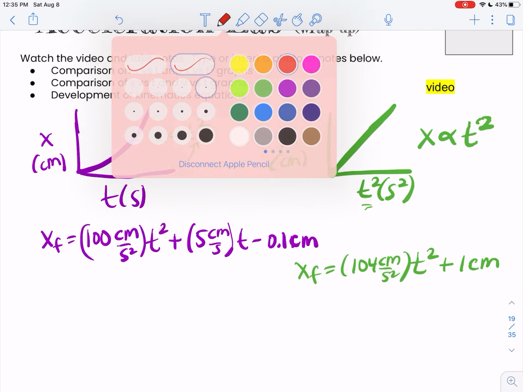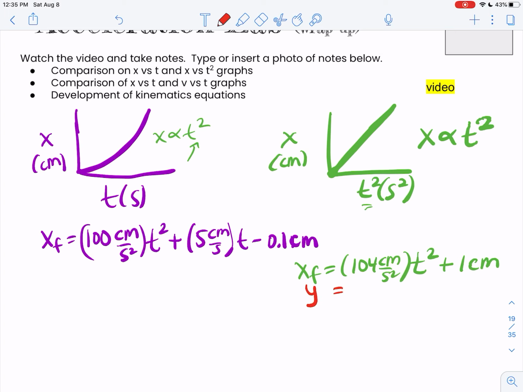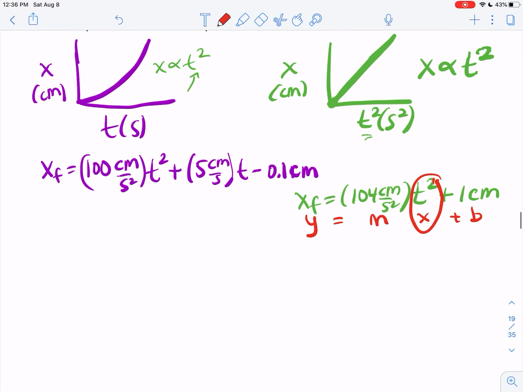This one more cleanly comes from the y equals mx plus b, where the key switch that you're making is changing that x variable to be t squared. Now, what we really want to do is compare the position and the velocity graphs.